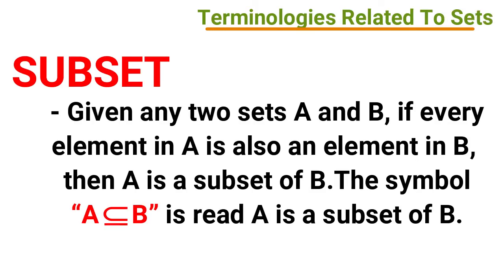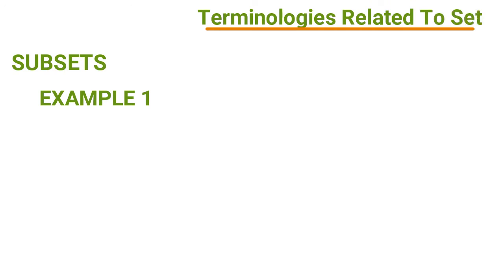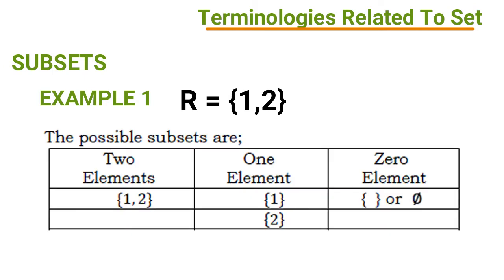Given any 2 sets, A and B, if every element in A is also an element in B, then A is a subset of B. The symbol is read as A is a subset of B. In example 1, we have set R whose elements are 1 and 2. The subsets are {1}, {2}, {1, 2}, and the empty set or null set.